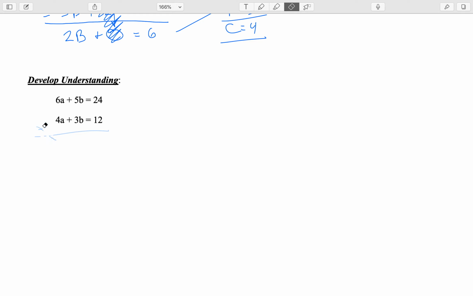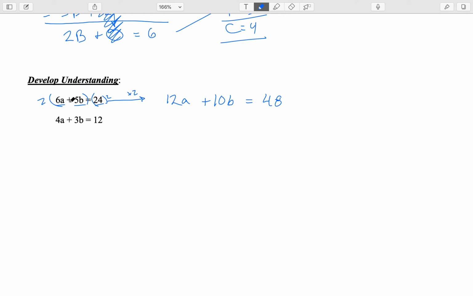Let's get rid of these. I'm going to take this one and I'm going to multiply by 2. So in other words, I'm going to multiply everything in this equation by 2. Times 2, times 2, times 2. In other words, this becomes 12a's plus 10b's is equal to 48. Right? I multiplied by 2 on this side, and I multiplied by 2 on this side. Okay, so that's what I did.